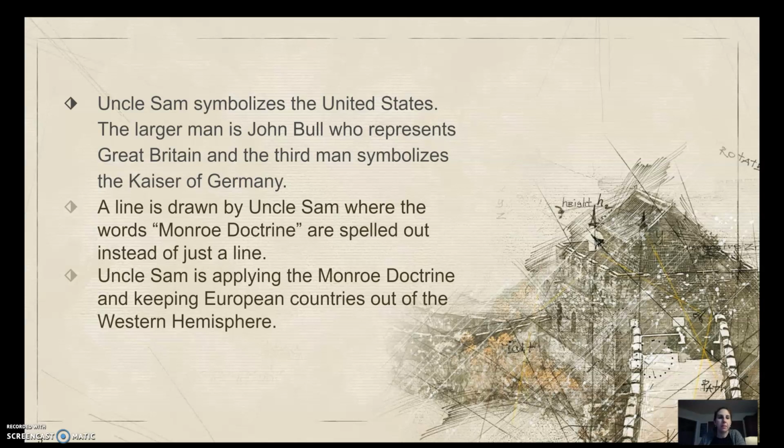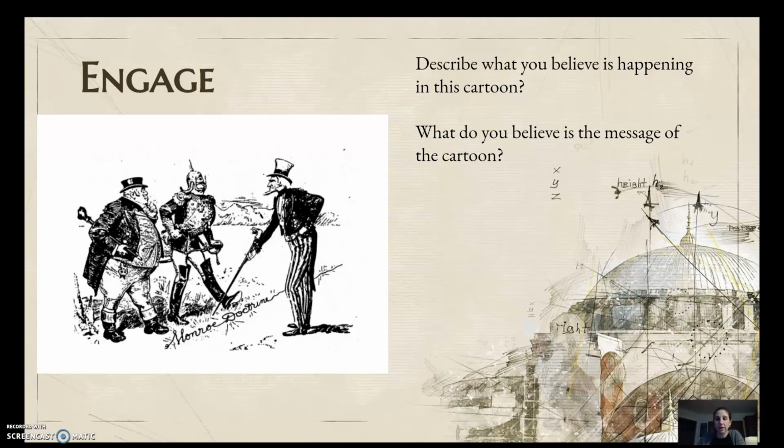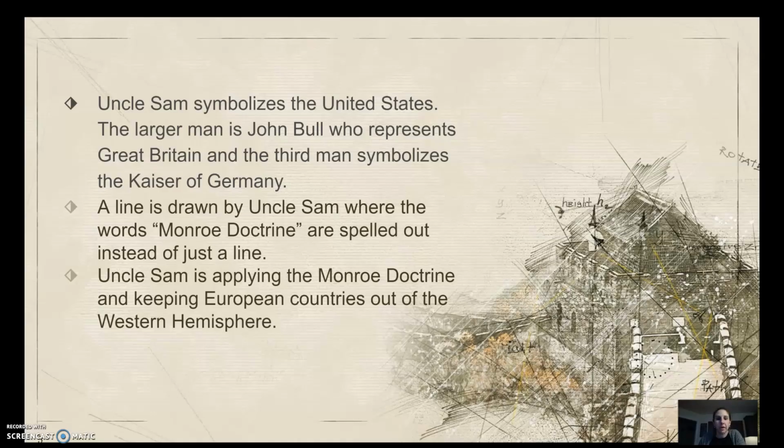Okay, so hopefully you have something about Uncle Sam symbolizing the United States. The larger man is actually representing Great Britain, and the third man symbolizes the Kaiser of Germany. The line is drawn by Uncle Sam, the United States, and the words Monroe Doctrine are spelled out instead of just a simple line. So it's more for the effect if you look at it. And Uncle Sam is applying the Monroe Doctrine and keeping European countries out of the Western Hemisphere.